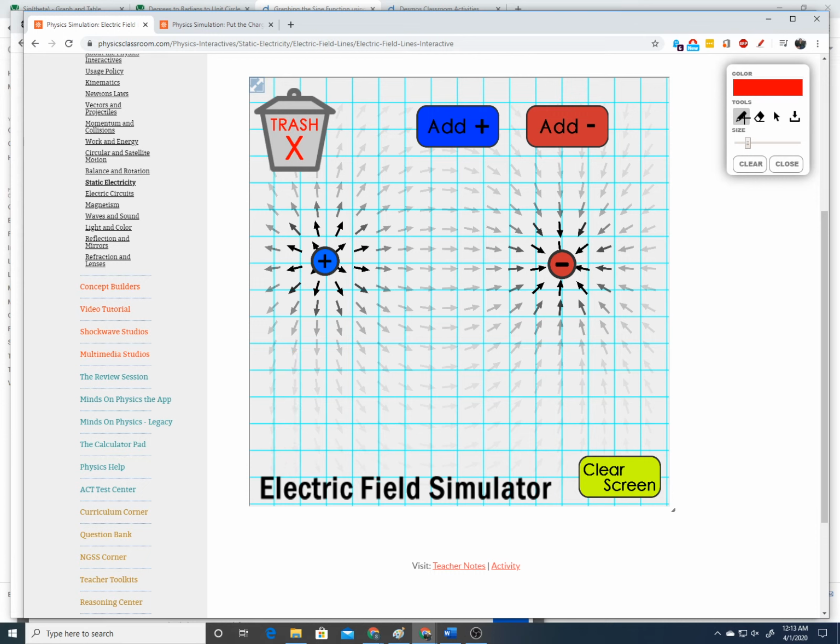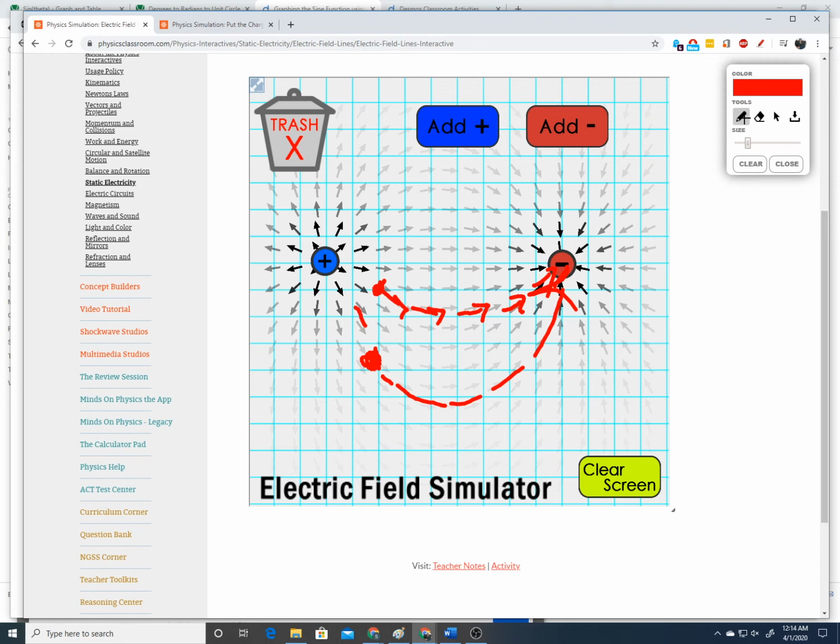If I were to put it right here, I expect it's probably going to follow a path something like this. If I put it here, it's going to follow a path about like that. So all of these just indicate how my particle will travel.